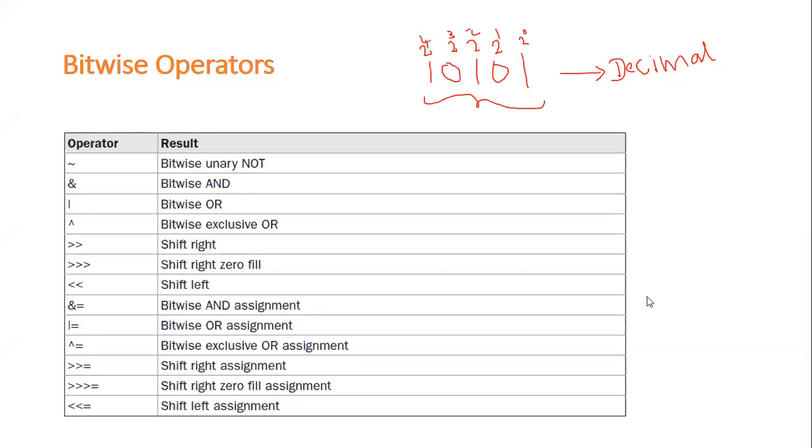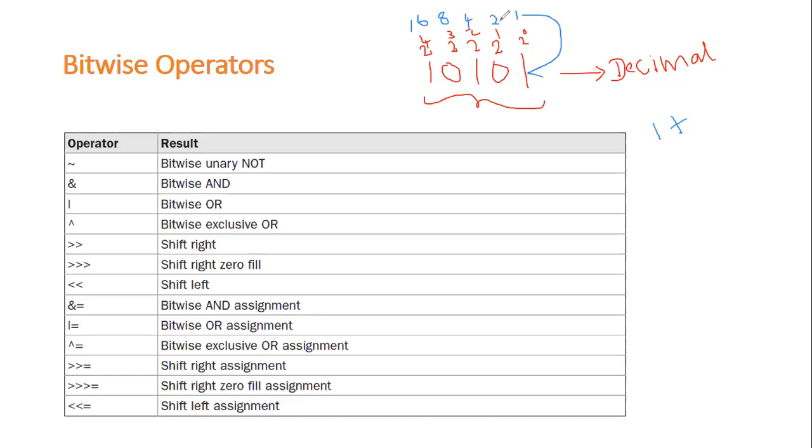What's the value of 2 power 0? It is 1. 2 power 1 is 2. 2 square is 4. 2 cube is 8. And 2 power 4 is 16. Now, in order to compute the decimal value, I'll do 1 into 1. So 1 into 1 is 1, plus.